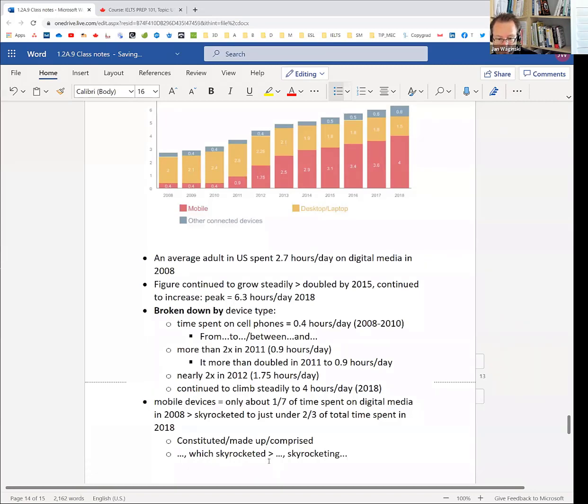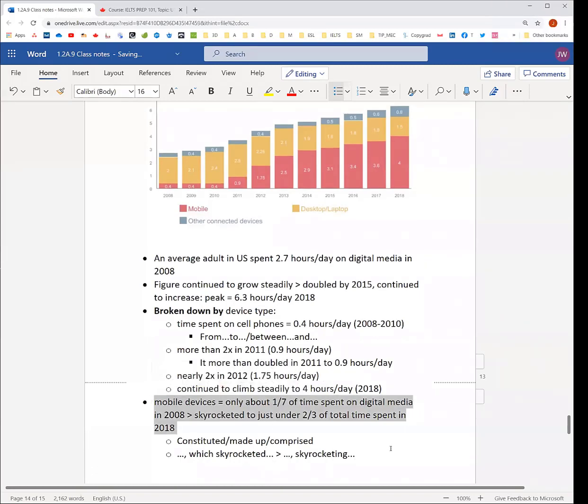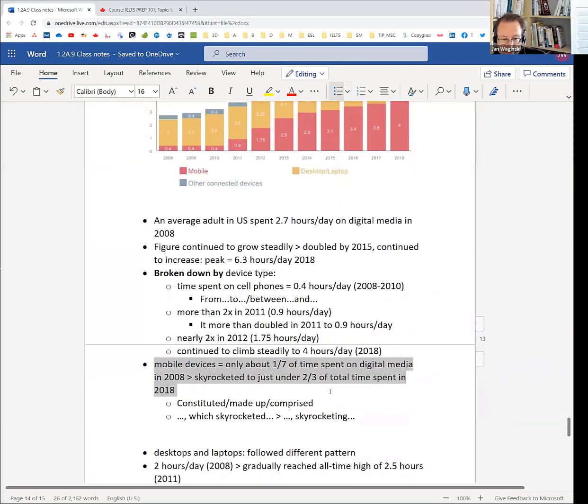Okay, last time. So after 2008, we have to put a comma, then skyrocketing? Well, orally, it doesn't matter, but yes. Okay. Instead of which skyrocketed, comma, skyrocketing. Yep. Mobile devices made up only about 1/7 of the time spent on digital media in 2008, skyrocketing to just under 2/3 of total time spent in 2018. Okay, good. Except for one small thing.